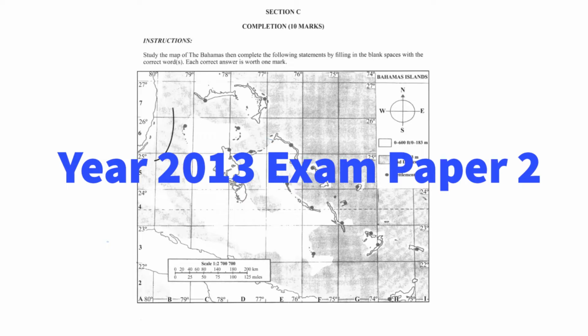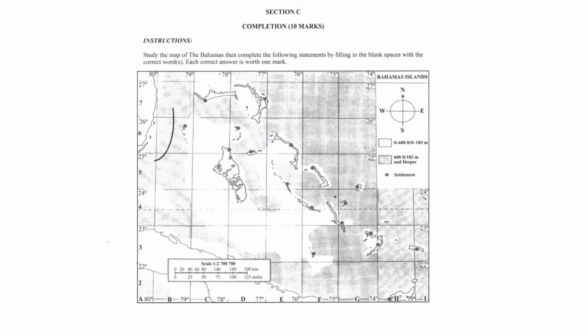We're going to take a look at the year 2013, paper 2, and this is a mapping related question based on a map of the Bahamas. So let's get started. The question says, study the map of the Bahamas, then complete the following statements by filling in the blank spaces with the correct word or words. Each correct answer is worth 1 mark.